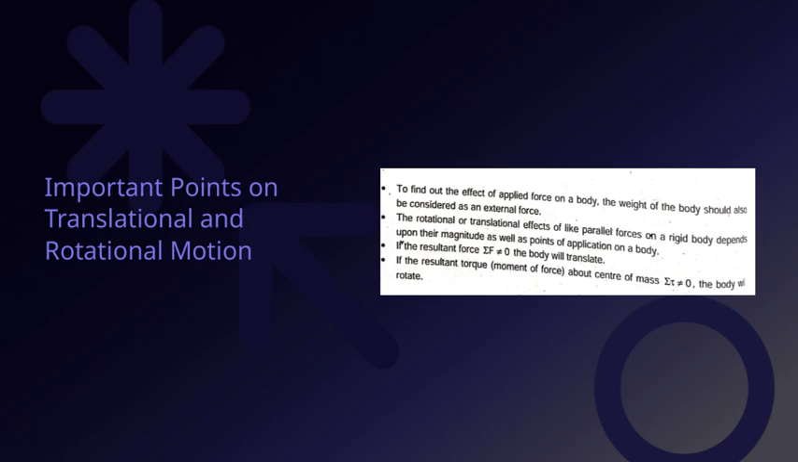Connecting these points to the overall theme, mastering both translational and rotational motion allows us to analyze complex real-world systems more effectively, whether it's engineering a vehicle, understanding planetary motion, or designing machinery. Recognizing the similarities and differences between these types of motion helps us develop a more comprehensive understanding of dynamics as a whole.